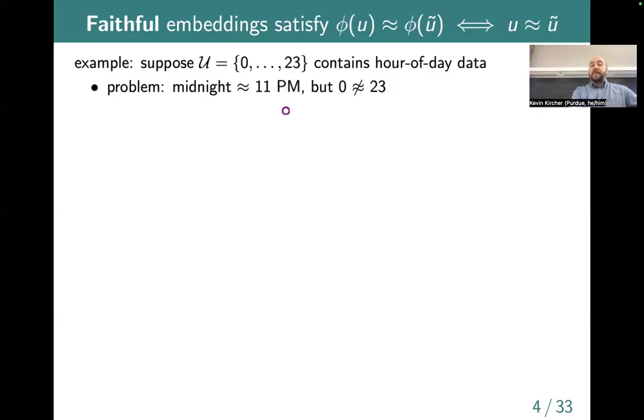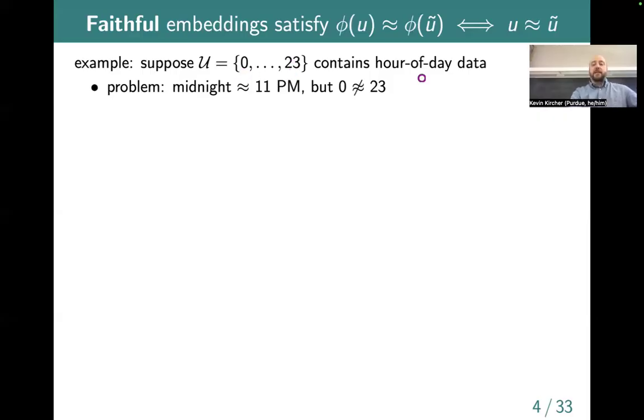That would not be a faithful embedding because midnight, which would be 0, is a similar hour to 11 p.m. They're only 1 hour off, but they're basically as far as they can be from one another in this raw data set, because 11 p.m. is 23 and midnight is 0.